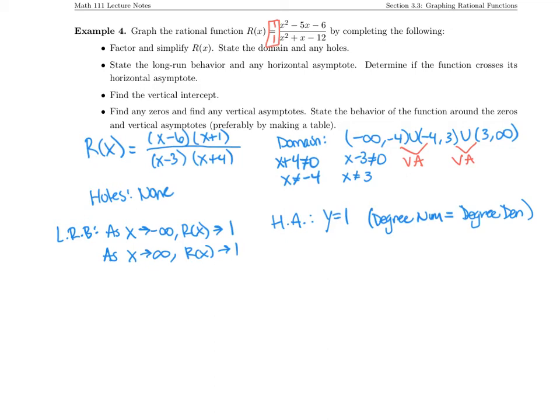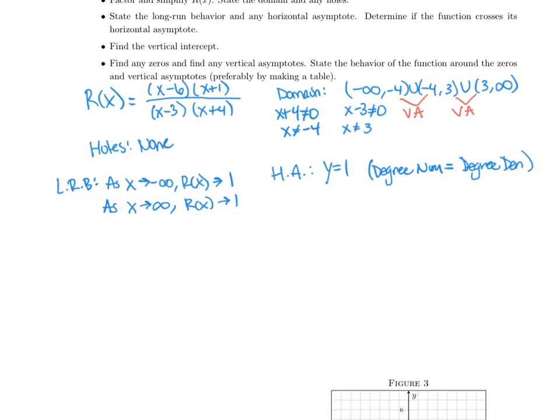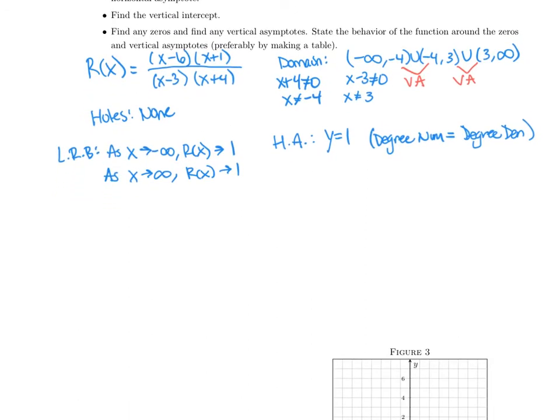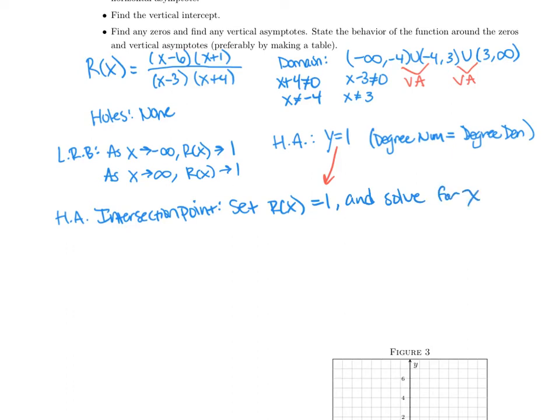So now that we've done our horizontal asymptote and our long run behavior, we have to see if there's anywhere on the graph where our graph crosses the horizontal asymptote. We're going to call that the horizontal asymptote intersection point. And remember, we find that by setting r of x equal to 1, and we get that directly from the horizontal asymptote. And we're going to solve for x. So let's do just that.